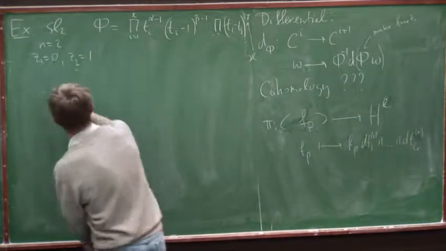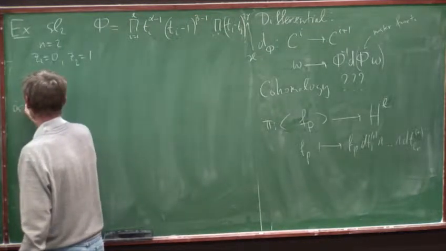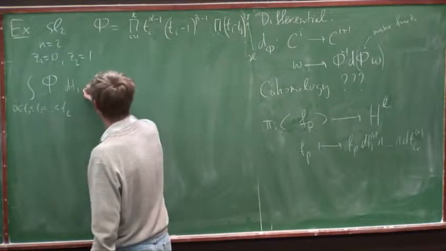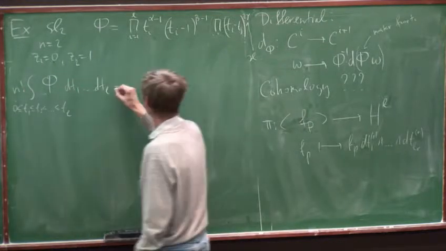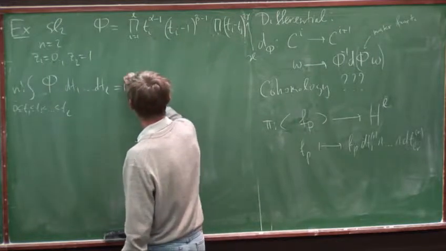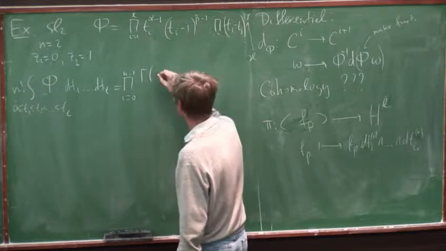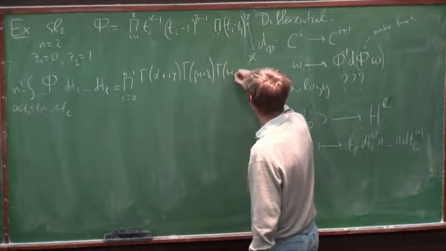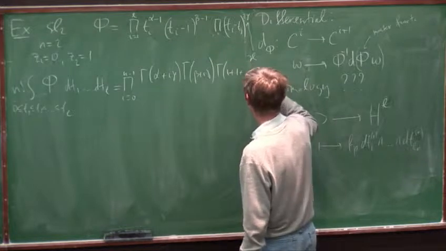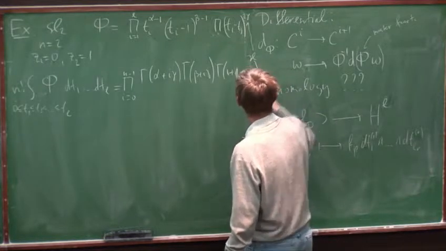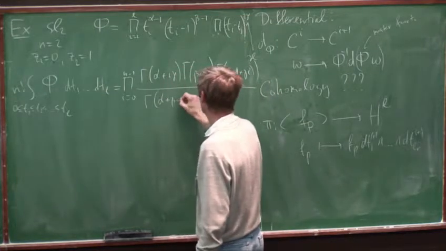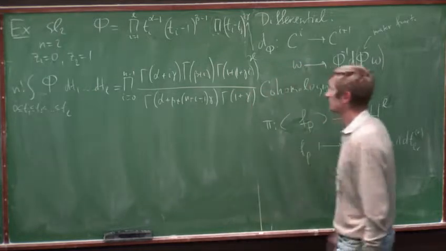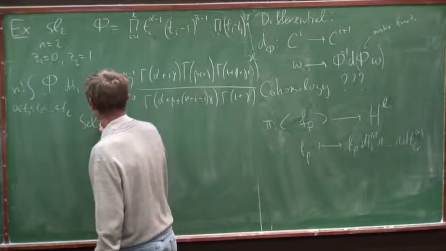And then the statement is that if you do the integral of phi, where your cycle of integration can also be specified, dt1 through dtl, then it is a product, i from 0 to n minus 1, of gamma functions of alpha plus i gamma, beta plus i gamma, and 1 plus (i plus 1) gamma, divided by gamma of alpha plus beta plus (n plus i plus l minus 1) gamma, and gamma of 1 plus gamma. This is the famous Selberg integral in this case.